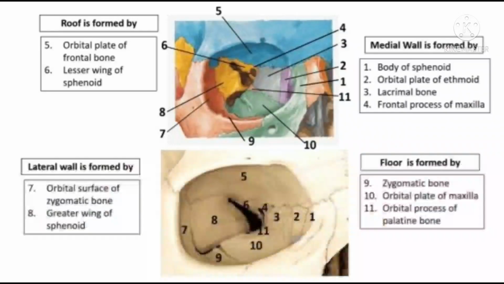So let's start the video, and first I am going to explain the bones forming the orbit of the eye. The orbit of the eye is formed by a total of 7 bones, and the orbit has 4 boundaries, which are the roof, floor, medial wall, and the lateral wall.